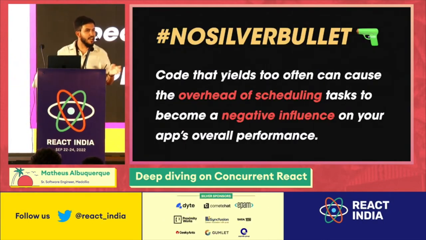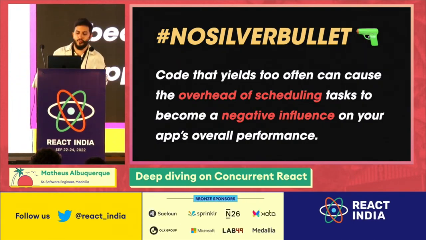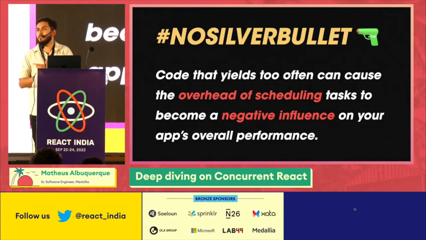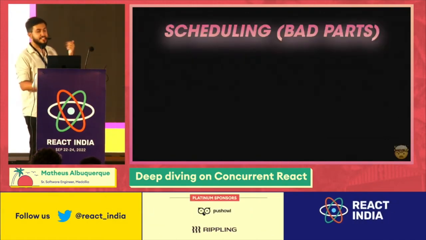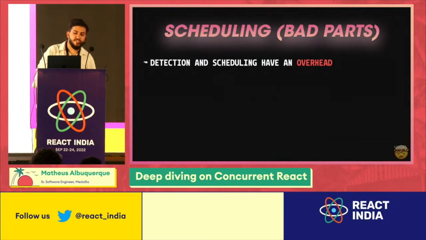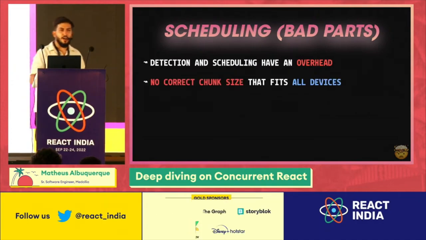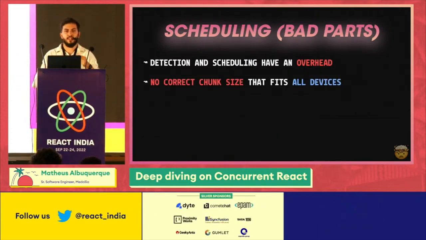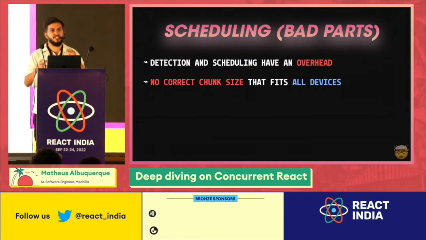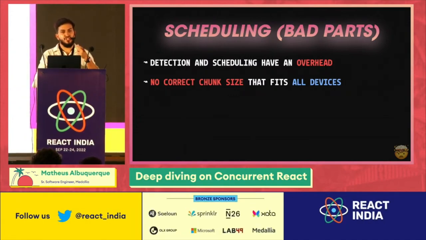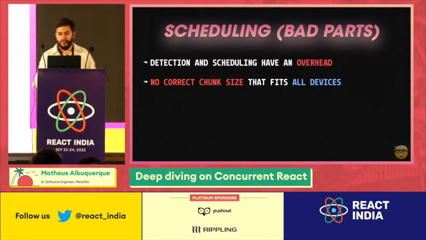Sometimes code that yields too often can also cause some overhead, and this total overhead might have a bad influence on your app. So scheduling does have bad parts. The whole process of detection and scheduling has an overhead. Also, scheduling is about splitting chunks of work and assigning priorities. And sometimes it's difficult to find the right amount of chunk that's going to fit all devices because every device has different specs.